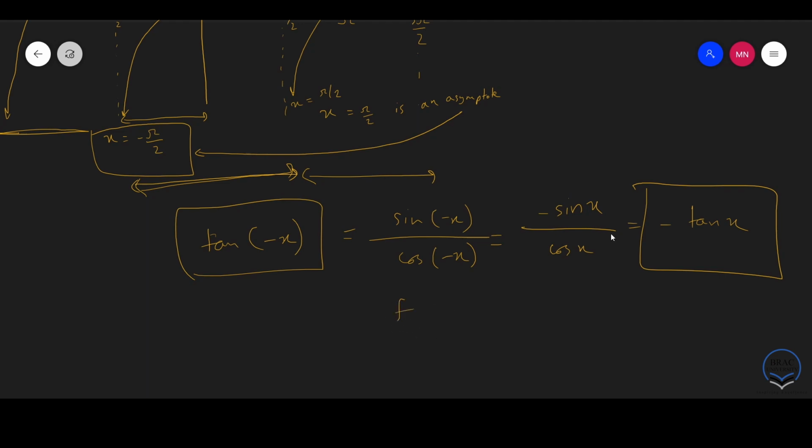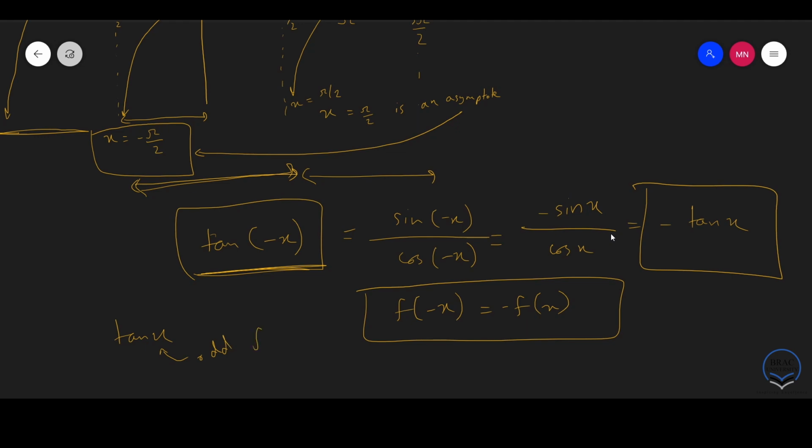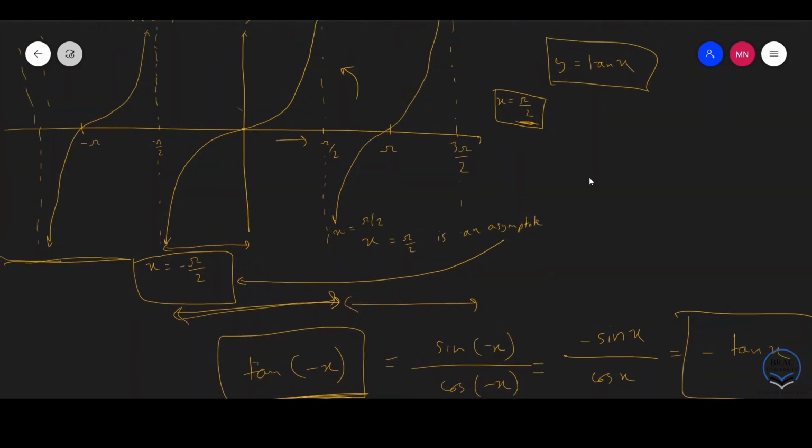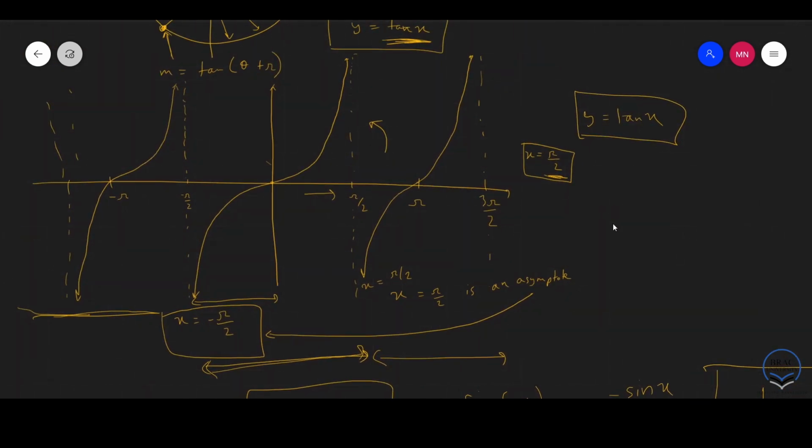So we have satisfied this equation. And if this equation is satisfied, that means that our function is an odd function. So the tangent of x is an odd function, meaning it is symmetric about the origin. So if I rotate the graph of the tangent of x by 180 degrees about the origin, then I will just get the exact same graph back.